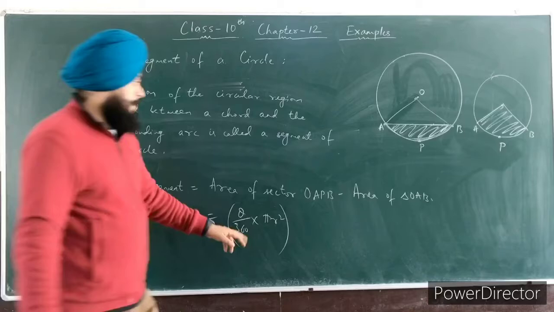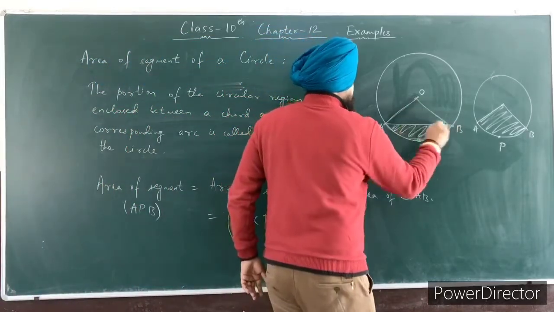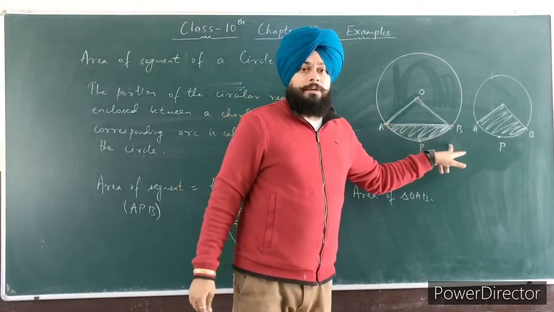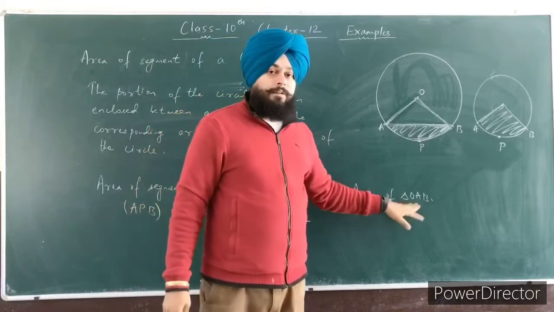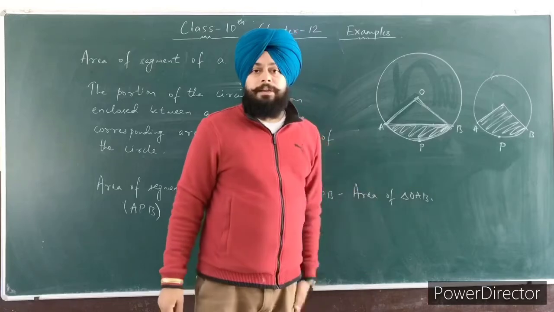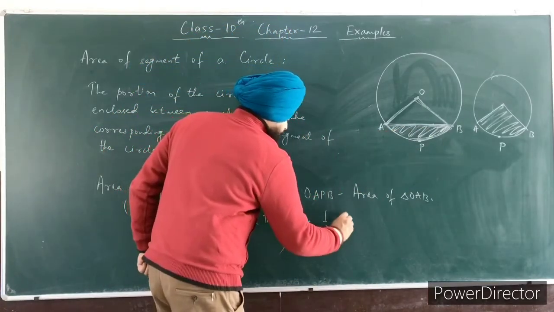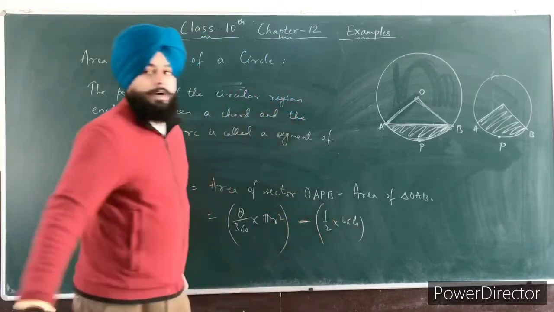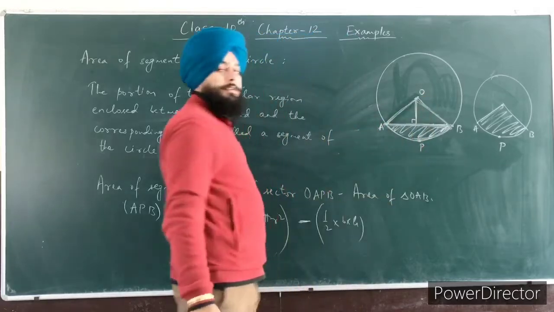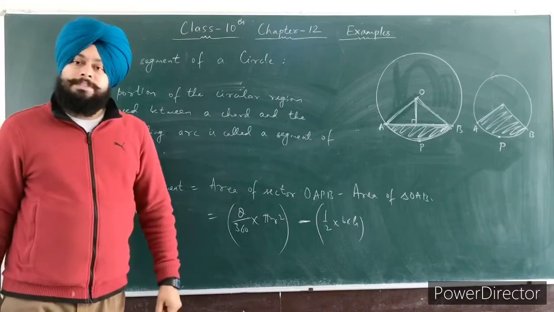Clear students? Then minus the area of the triangle. You can see here, this is the triangle, OAB. You have to subtract the area of the triangle from the area of the sector. You will get the area of the remaining portion, that is the segment of the circle. The area of a triangle is half into base into height, so you will find the base and corresponding height. Clear, students? So this is the formula of how to find the area of a segment.